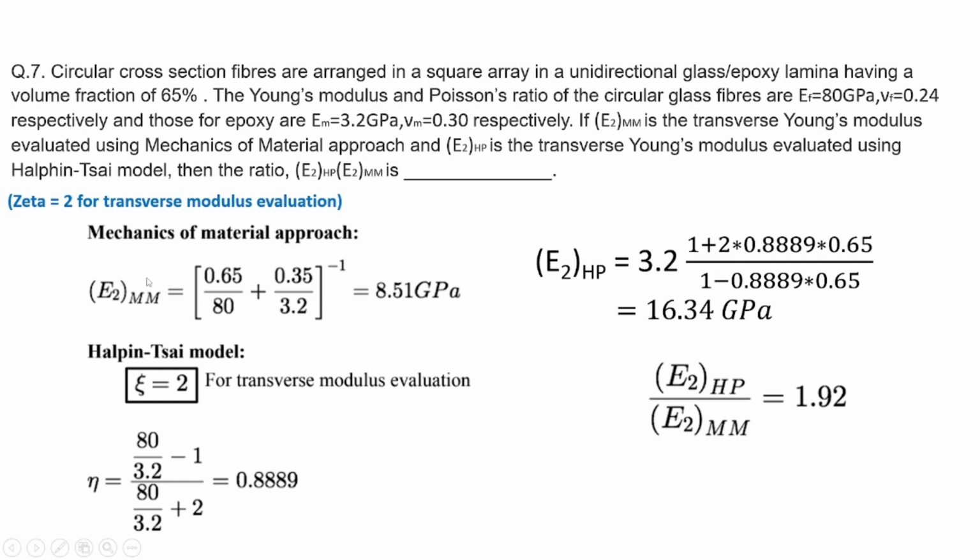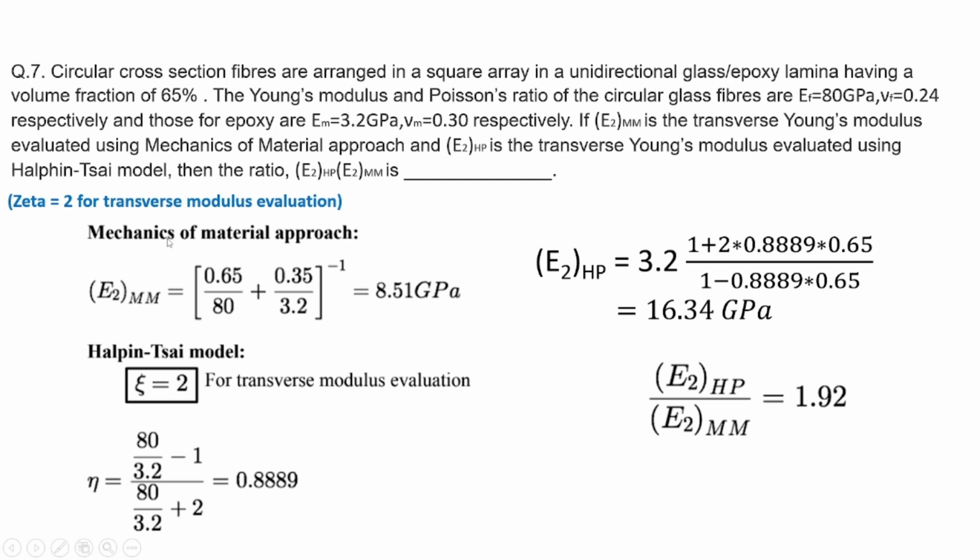we can find the value of the transverse Young's modulus as the inverse of the volume fraction of the matrix divided by the Young's modulus of the matrix plus the volume fraction of the fiber divided by the Young's modulus of the fiber, and we will find the inverse, and we can get the transverse Young's modulus according to the mechanics of material approach. Then we go for the Halpin-Tsai model.